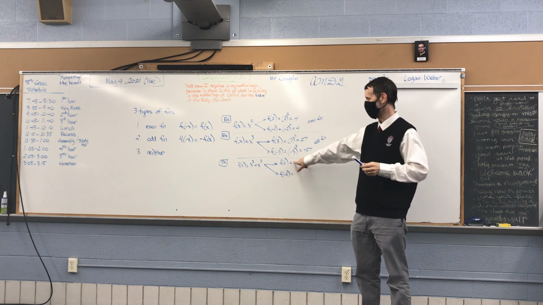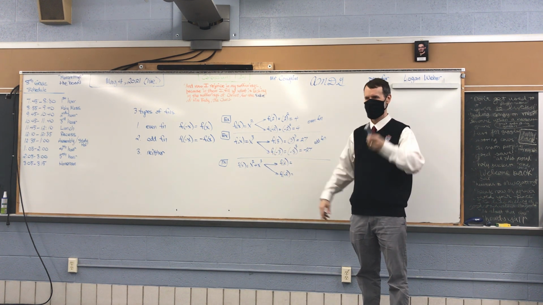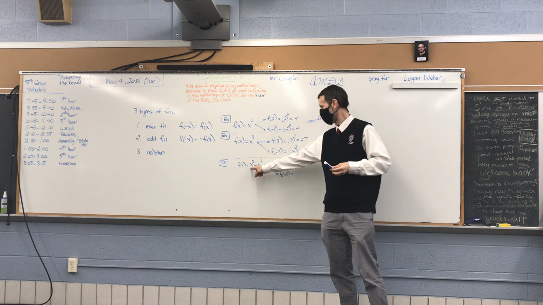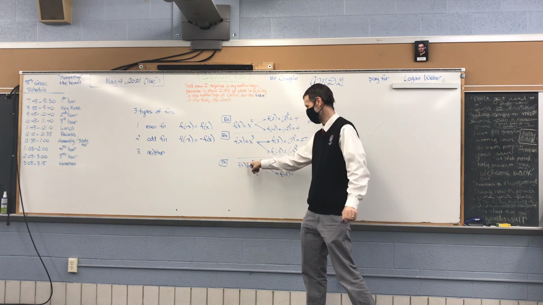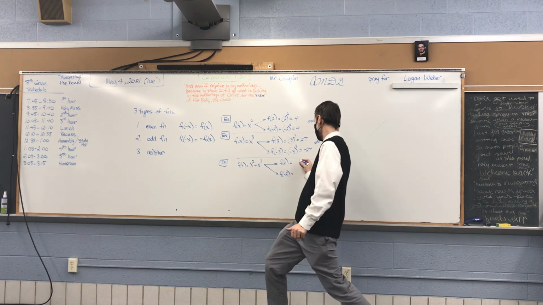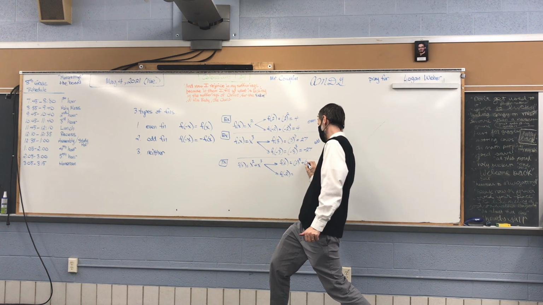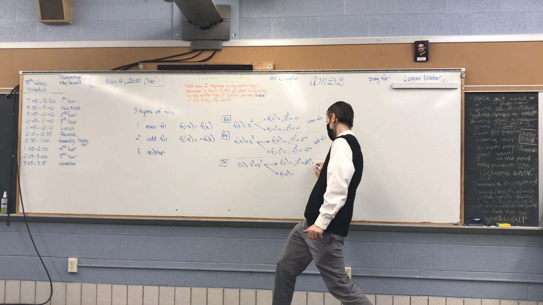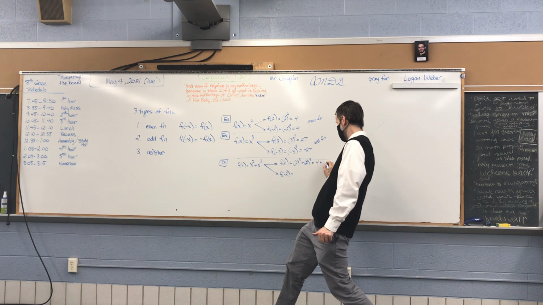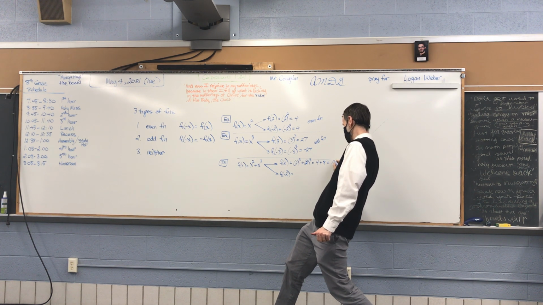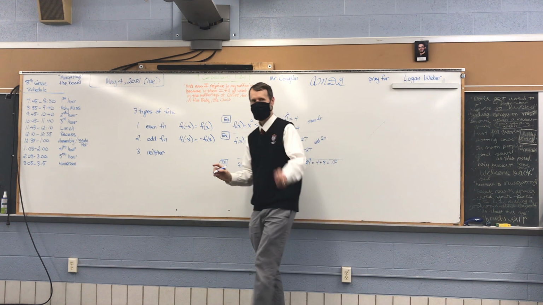Can somebody do f of 2 on this one? Okay. Go ahead and plug a 2 into this formula. So, 2 squared plus 2 cubed. What do you get? 4 plus positive 8 is 12. Yeah.